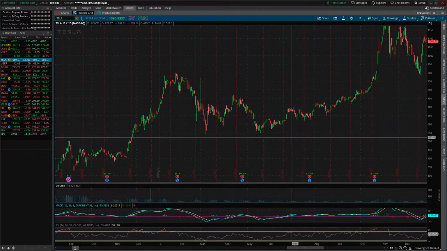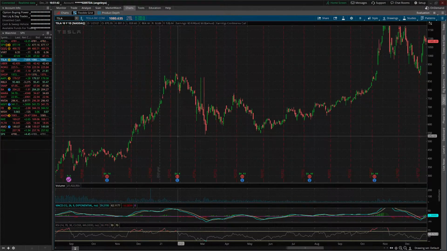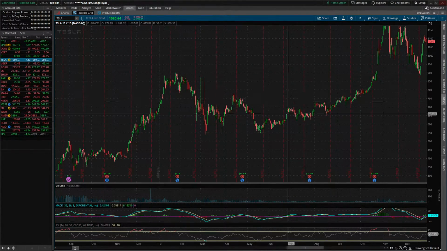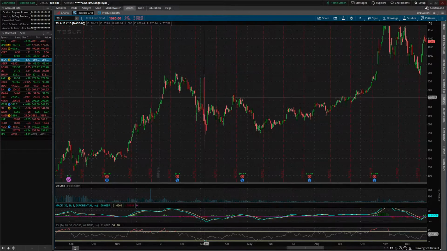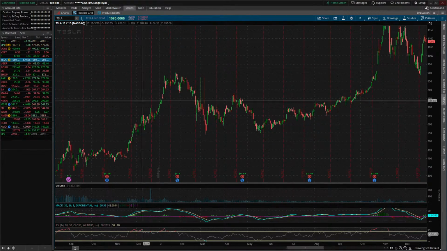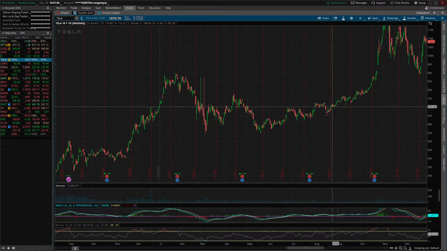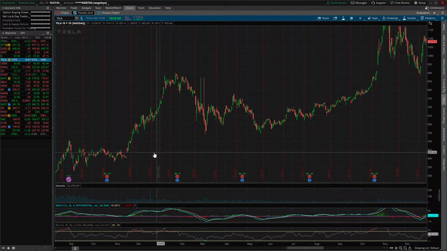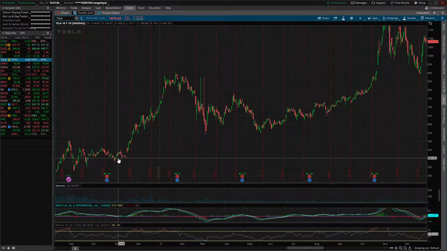So right here we have Tesla. I've been messing with Tesla for a while, so I'm a little bit familiar with its levels, but let's dig into what I could see right here. Right now, looking at the chart, it's just a whole lot going on. The first thing I like to do is find a run up.